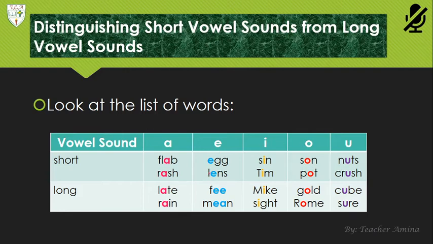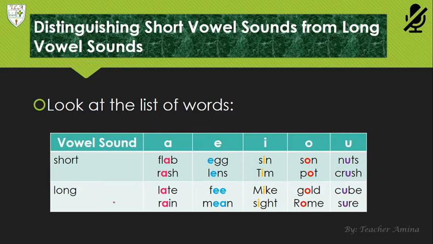Okay, so for example, for short A, flab and rash. For the E sound, egg, lens. For the I sound, sin, dim. For the O sound, son, pot. And for the U sound, nuts and crush.